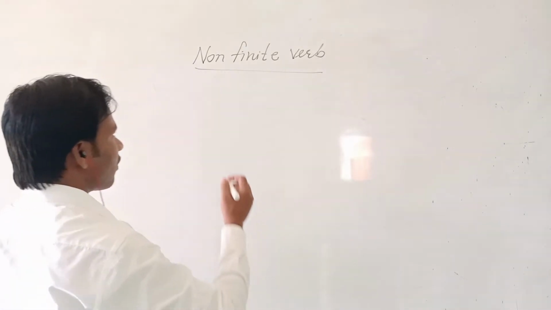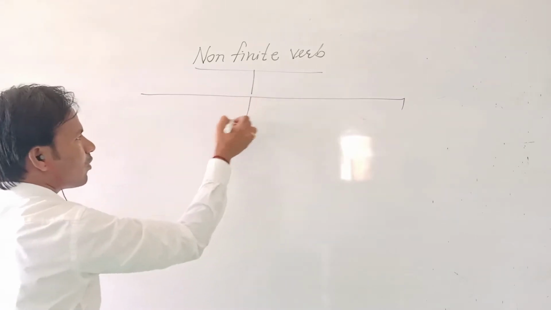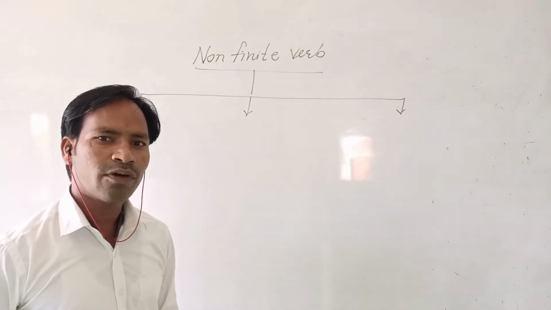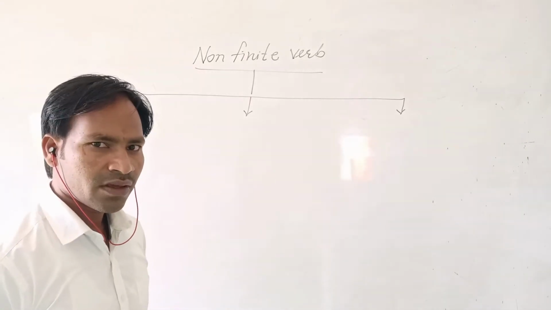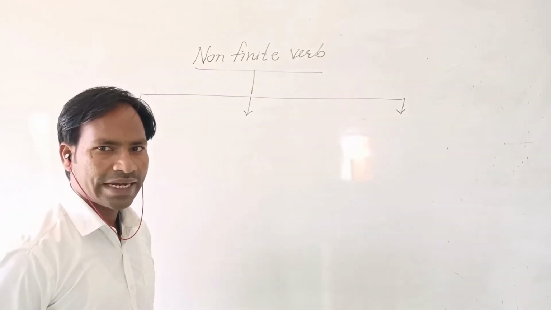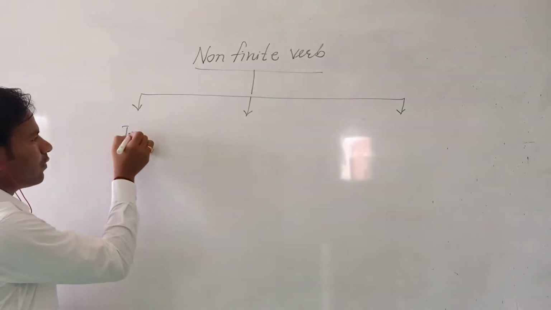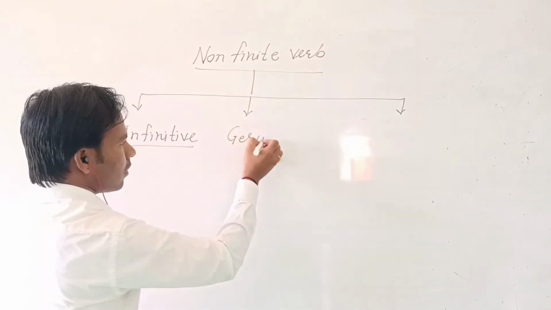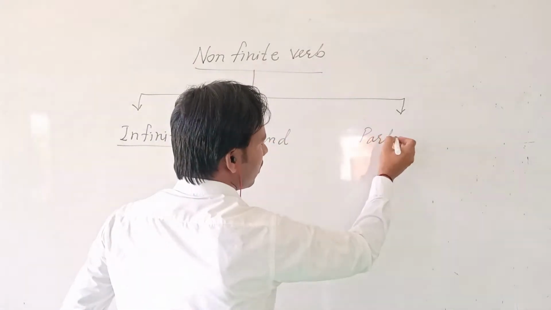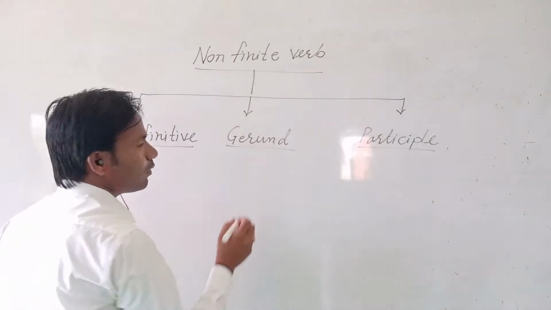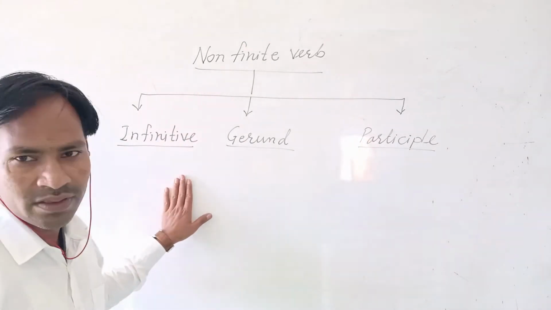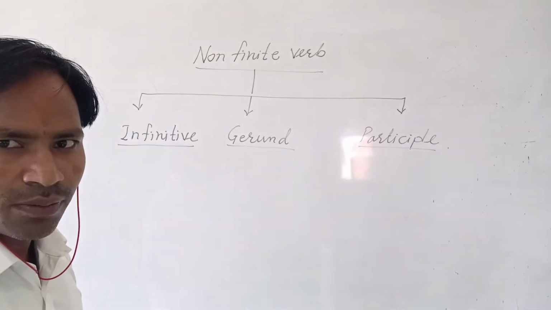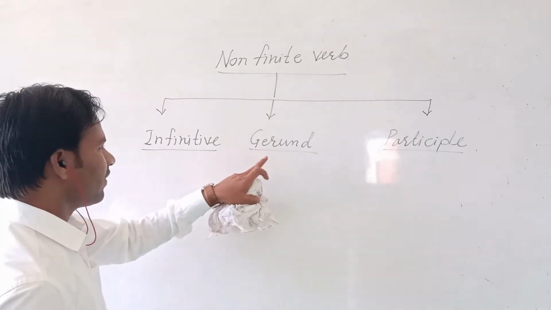Non-finite verbs are of three kinds. Still, I will tell you one more time what the non-finite verbs are. Non-finite verbs are the verbs that do not change their form according to the subject. Means they remain unchanged, right? And non-finite verbs are of three kinds. First kind is infinitive. Second one is gerund. And third one is participle. Infinitive, gerund and participle, these are the three non-finite verbs, right? Why are they non-finite? Because they never change their form according to the subject. I already told you. So here we will talk about these three: infinitive, gerund and participle.